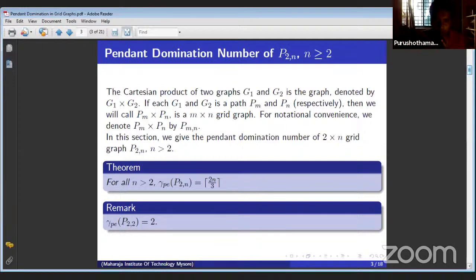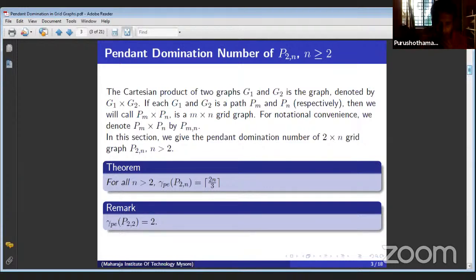Using this definition and notation, we give the pendant domination number of the 2 cross N grid graph, P of 2 comma N, if N is greater than 2. The first theorem says that for all N greater than 2, the pendant domination number of the 2 cross N grid graph is the greatest integer of 2N by 3.